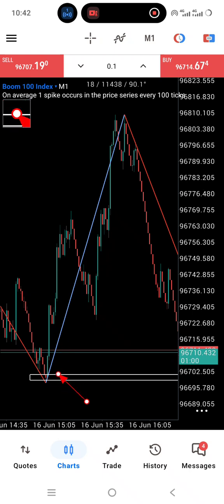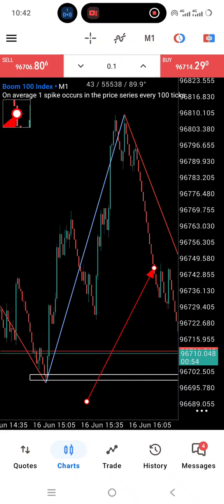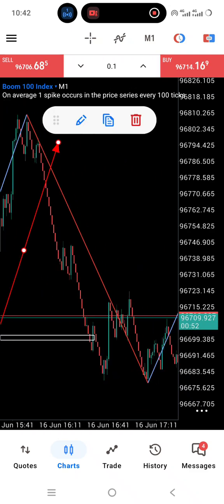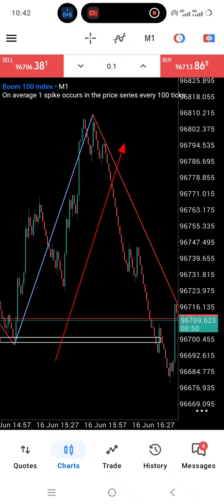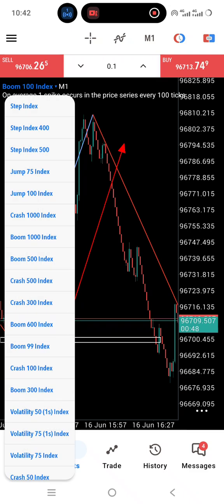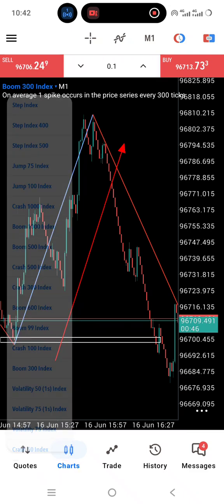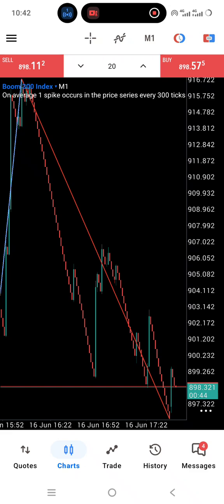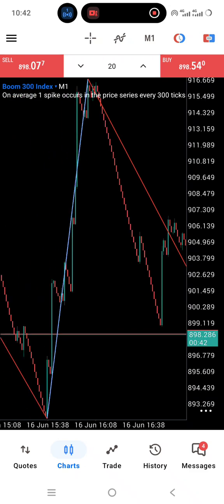Okay, and just simply wait for the market to retrace, come into the zone, mitigate, and you take entry with a 4 candle stop loss, and boom, you're ready to go and make money. Let me show you on the Boom 300 index. Let's move to the Boom 300 index. That's my favorite pair. You're in the Boom 300 index.